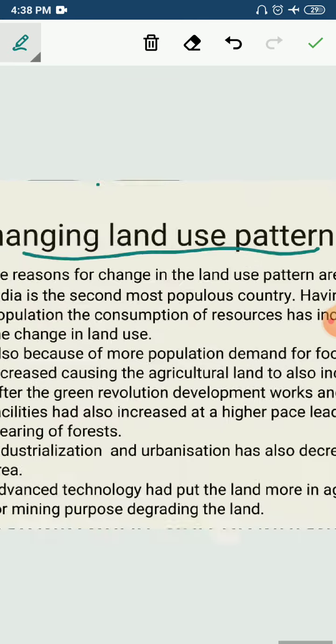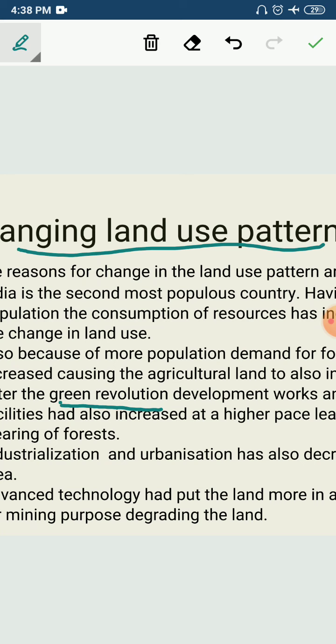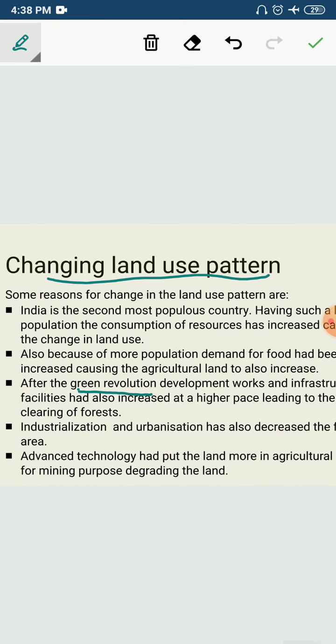The third is after the Green Revolution. So the Green Revolution refers to the time from the 1950s to 1960s. During this time, seeds like HYVs were introduced to increase the yield. So after the Green Revolution, development works and infrastructural facilities, which include the construction of buildings, factories, roads, etc., and the clearing of forest land is being done at a higher pace, which caused the change in land use pattern. Industrialization and urbanization have also decreased the forest area.